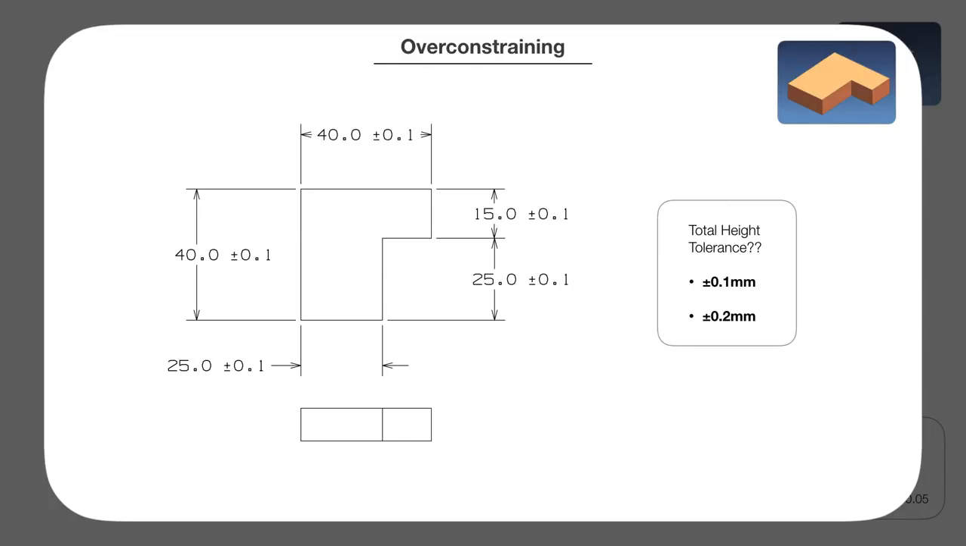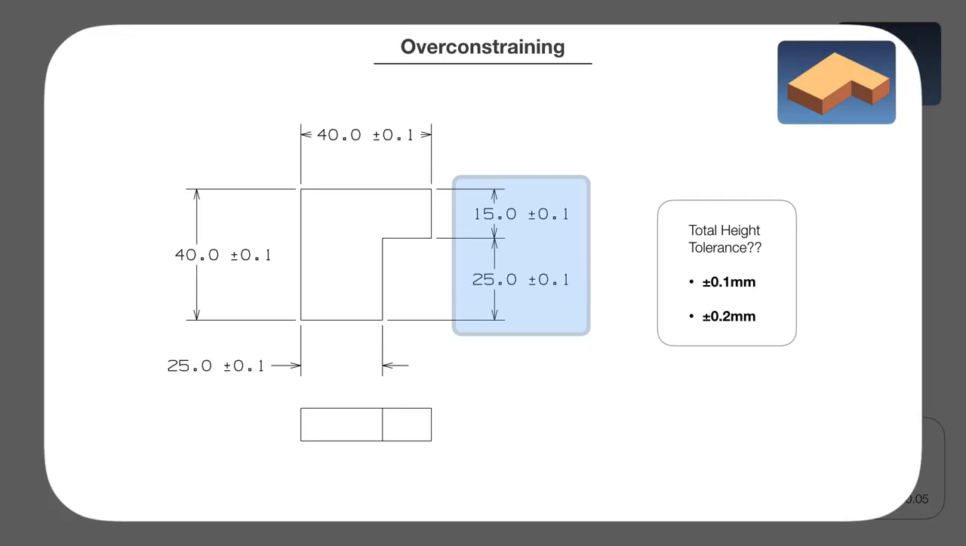Over-constraining is something to watch out for. When you apply dimensions and tolerances, every feature in the part needs to be dimensioned exactly once, and only once. Take the drawing of this R-shaped solid from earlier. The total height of this part has been redundantly dimensioned and toleranced. If you look on the left, the height appears to be 40 plus and minus 0.1 millimeters. But if you look on the right, the total height is 40 plus and minus 0.2 millimeters.